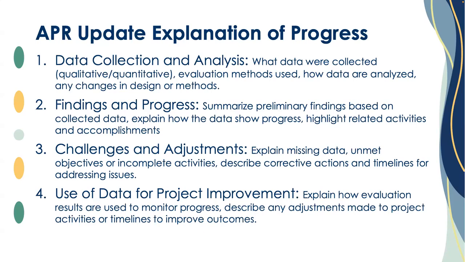Number three, challenges and adjustments. Explain if there were any missing data, any unmet objectives or incomplete activities. Maybe there was a reason why you weren't able to complete that activity. Just go ahead and explain that in that explanation. Describe any corrective actions that maybe were made or timelines for addressing any of those issues that you found in the challenges. And number four, the use of data for project improvement.